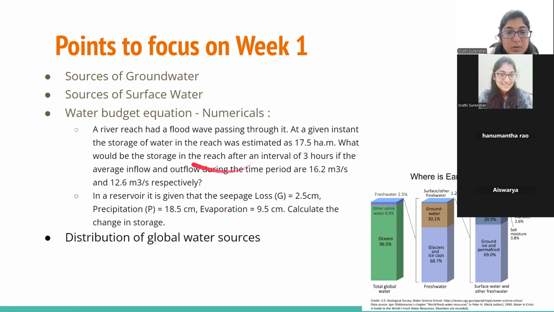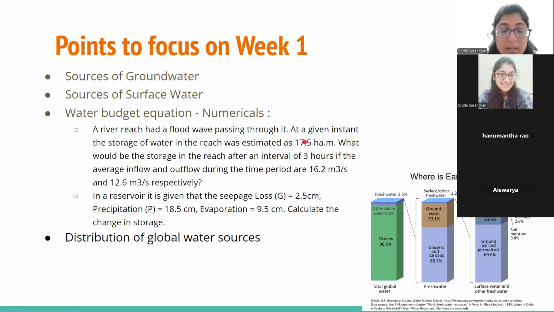Then there is also this one. This is also based on the water budget equation. The only thing is they are giving us the area and they are giving us the inflow and the outflow rate. So they are giving us a volume and then they are giving the rate. So we have to convert it into volume and then find out the answer. So the inflow rate is over here. They have given 3 hours. So if you multiply this value with 3 hours, you will get the volume of inflow and the volume of outflow. That inflow minus outflow volume will give us the change in storage.